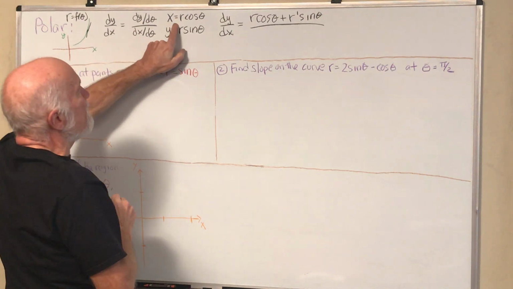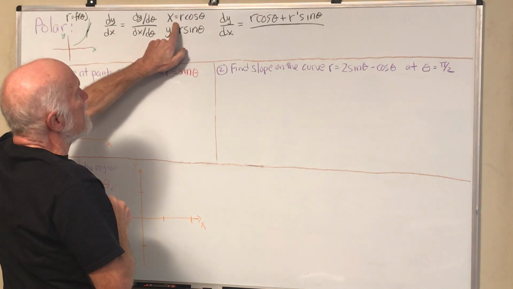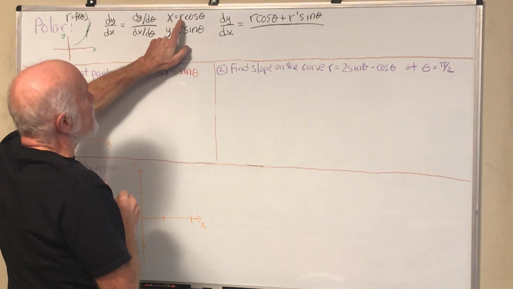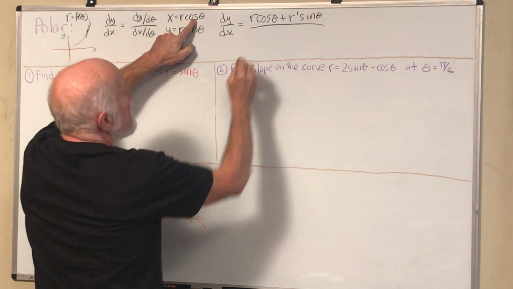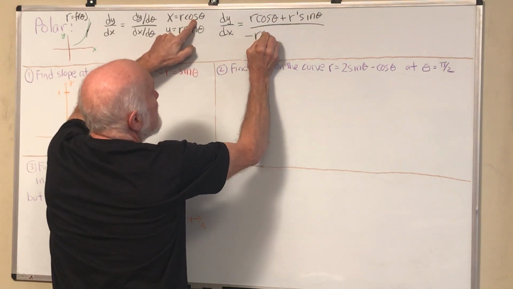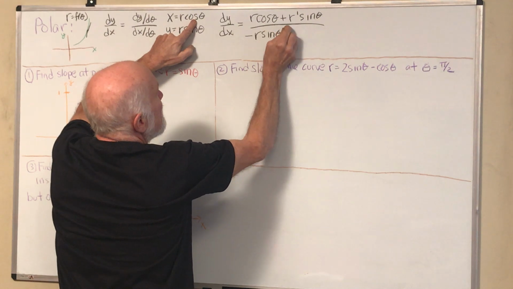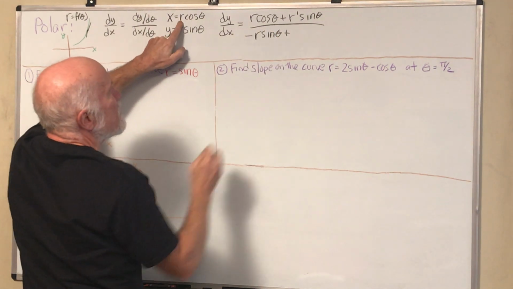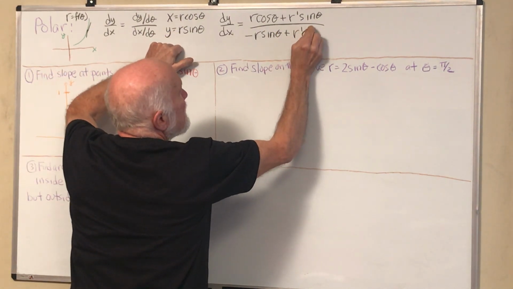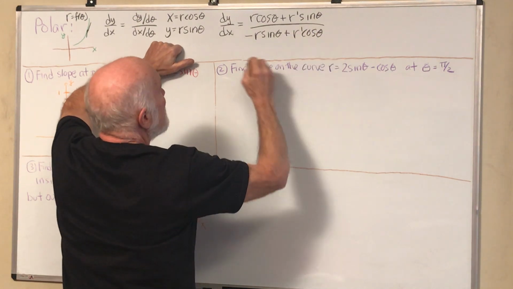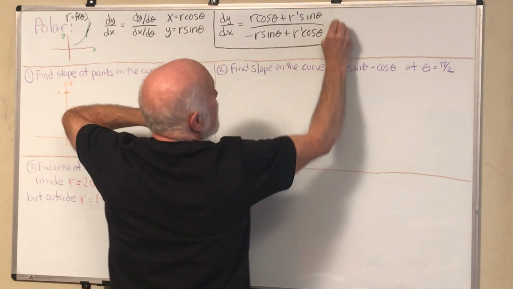Now we do the same thing for x. So dx d theta, we do the product rule. The first times the derivative of the second, then plus cosine times the derivative of r. And that's it. That's the formula for slope.